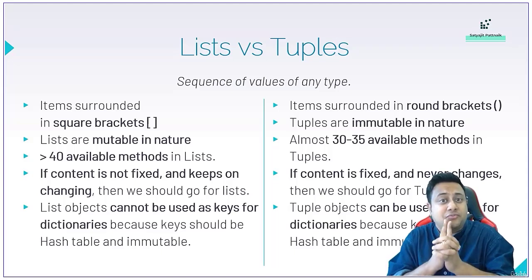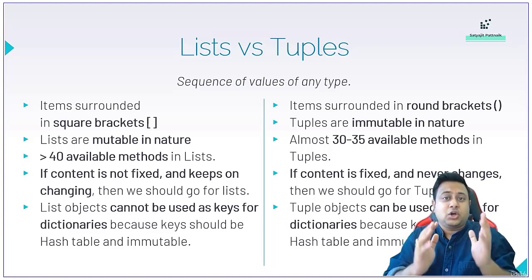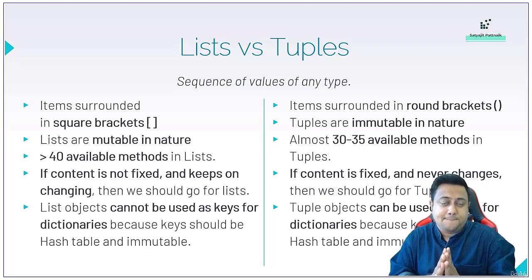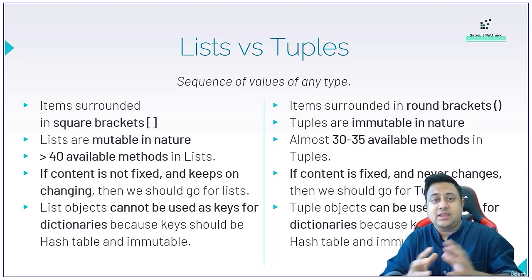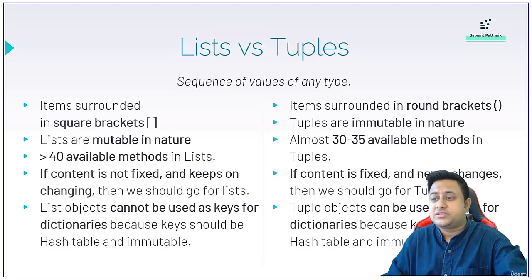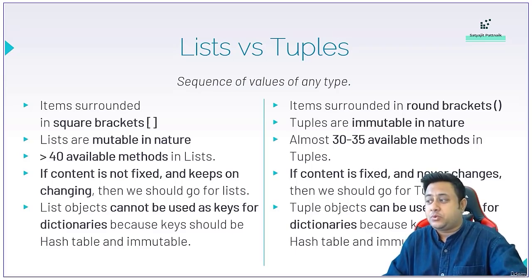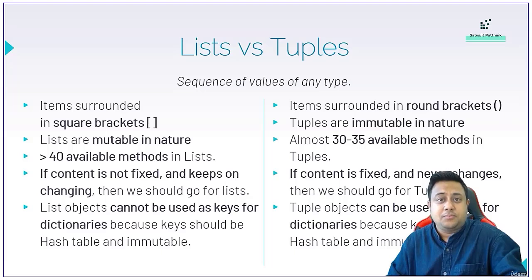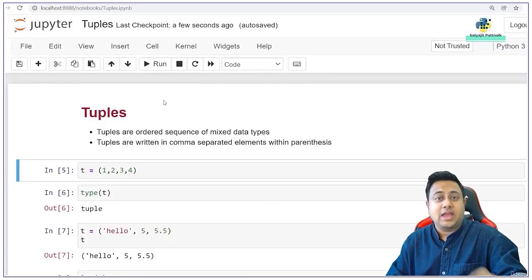If the context is not fixed and it keeps on changing, it's always advisable to use lists. But if your context is fixed, then tuples are recommended. Lists cannot be used as keys for dictionaries because keys should be hashable and immutable. And tuple objects can be used as keys for dictionaries because they are immutable in nature. Now we'll quickly jump into tuples practical applications, which will be very similar to the last class, the lists class. Let's get started.